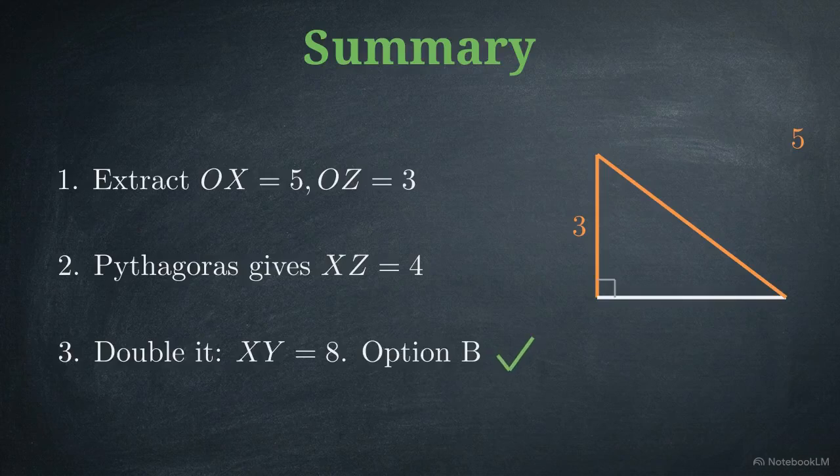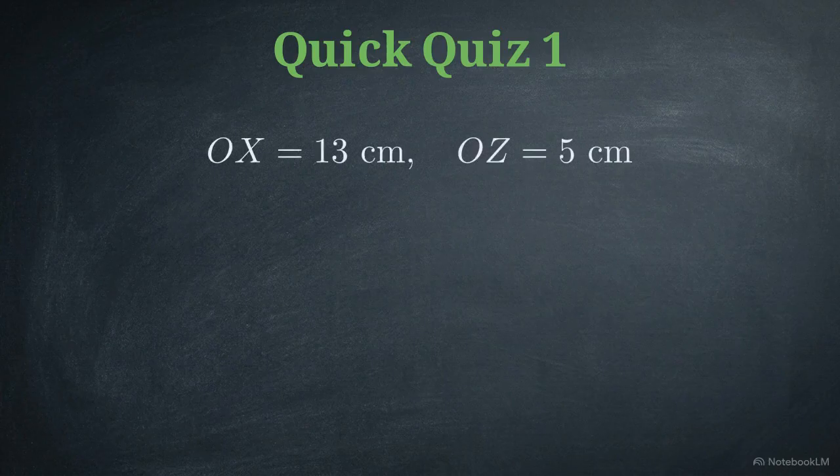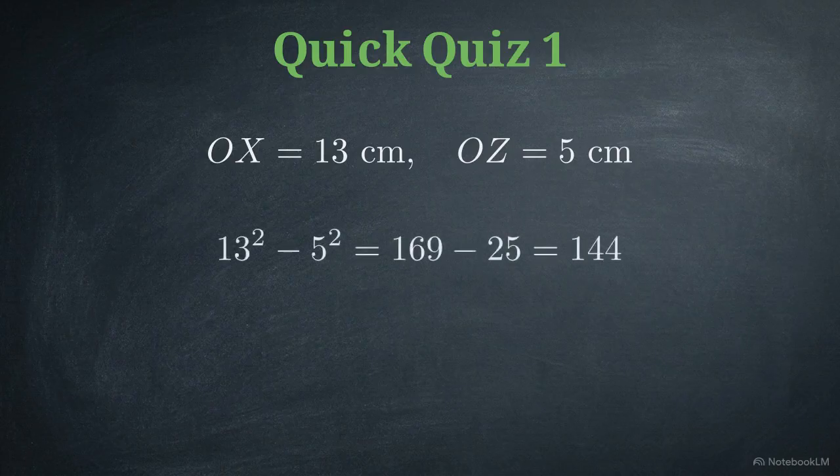Let's test your recall with quick quiz 1. If OX is 13 centimeters and OZ is 5 centimeters, what is XZ? Applying Pythagoras, 13 squared minus 5 squared is 144. The square root gives us 12 centimeters.